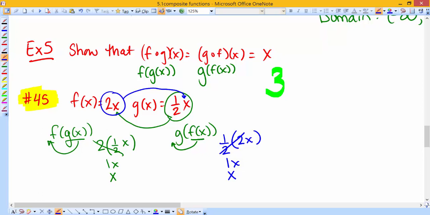On your quiz, it's not going to say show that they equal x. It's going to ask you if they are inverses of each other based off of you getting x and x, which is what we get into in 5.2. So if you can do this here, you will be able to do the ones that are in 5.2.